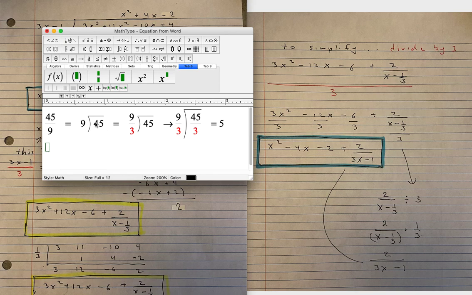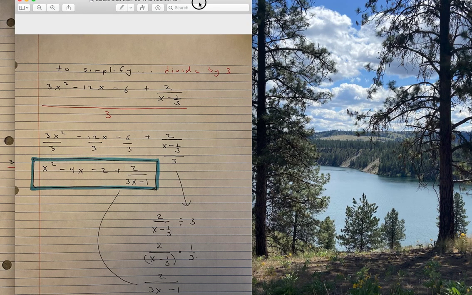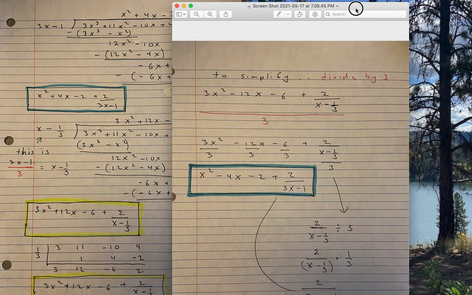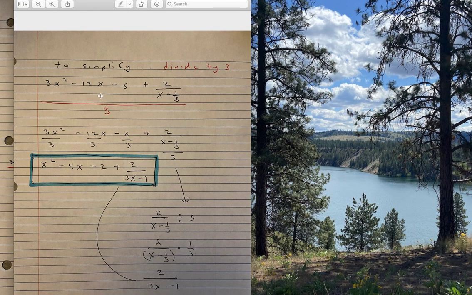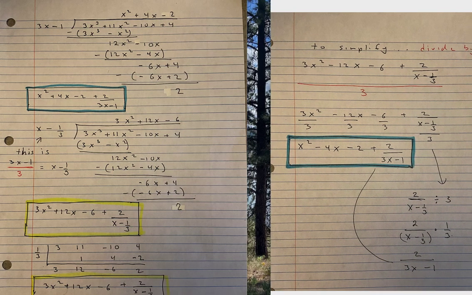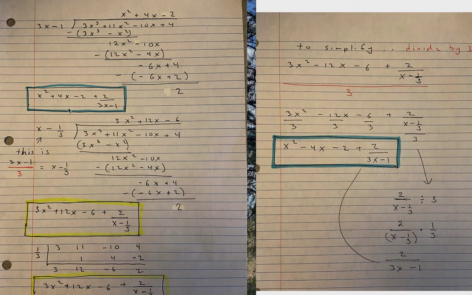If I take the answer that we got in the yellow, which is not quite the right answer, but is equivalent in a sense, and I divide that all by 3, here we are right back at the answer that we should have got. So it does work, you just have to undo the sneaky math that you did to make it work.